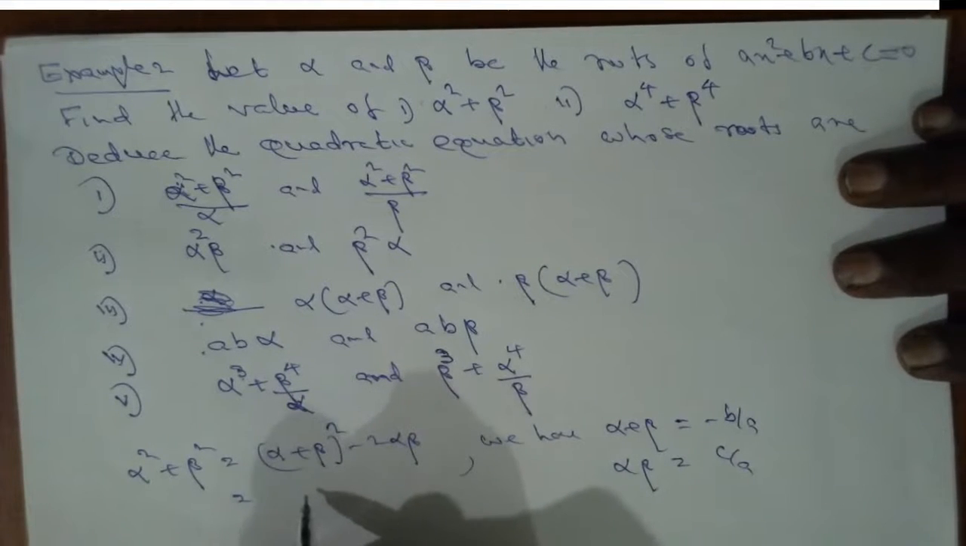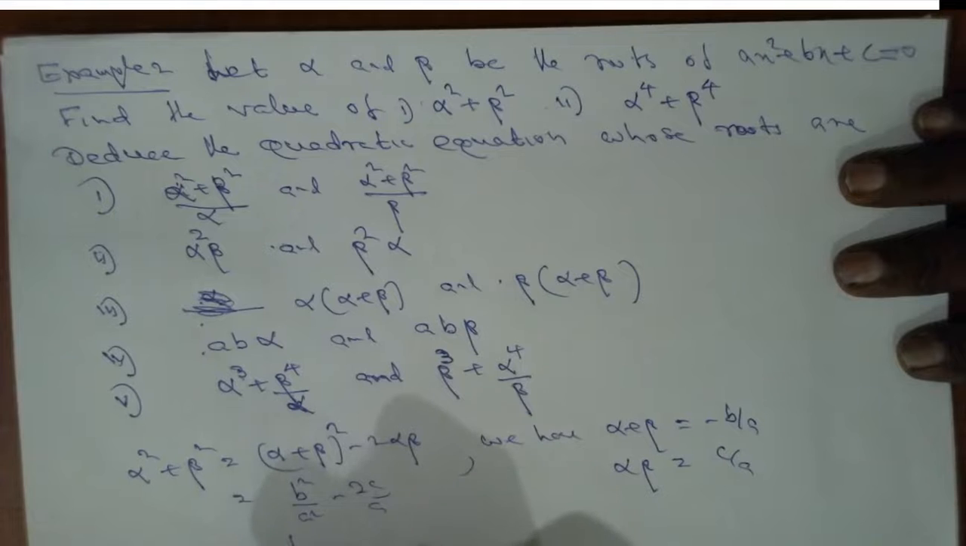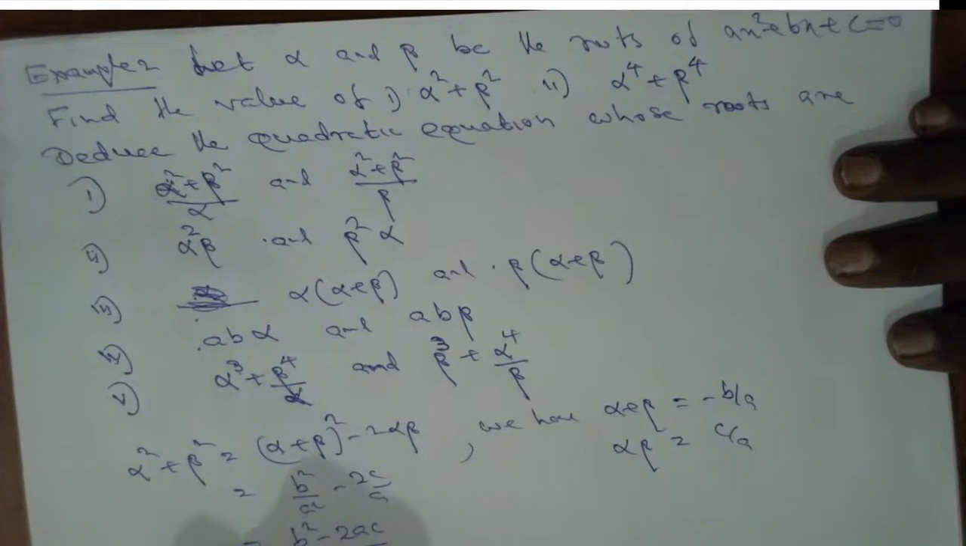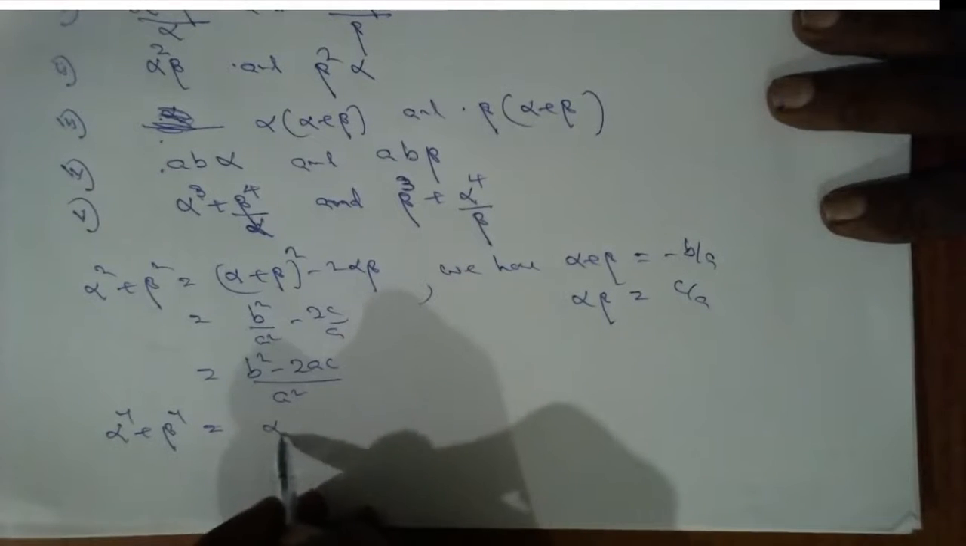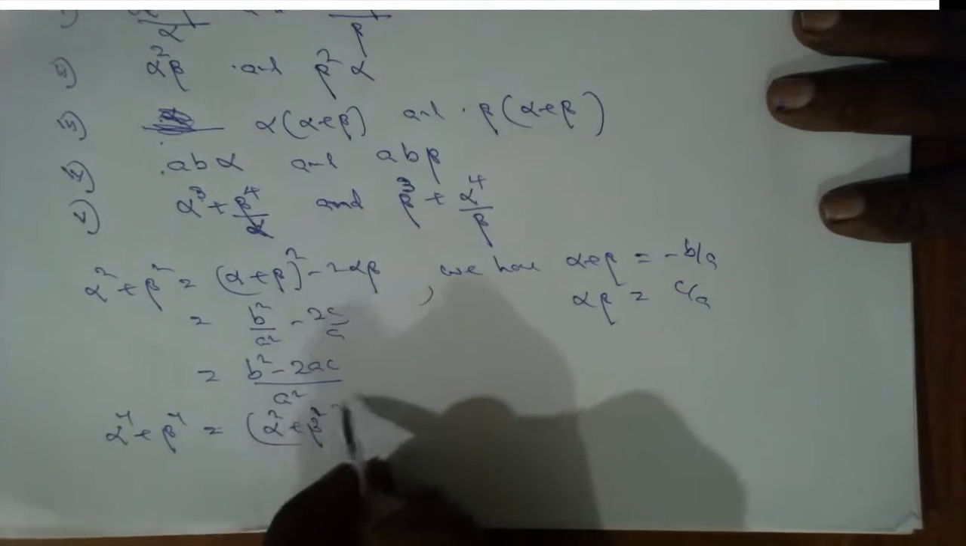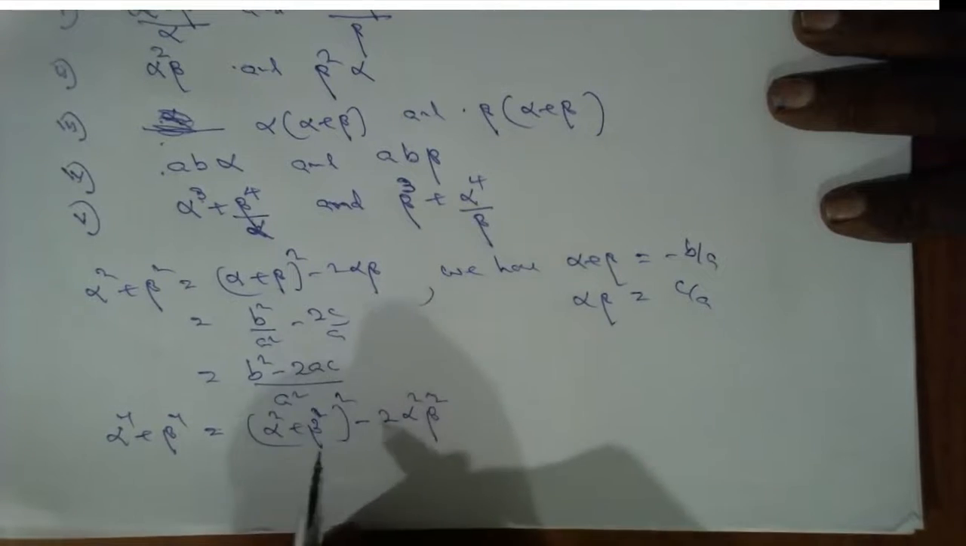Then b squared over a squared minus 2c over a. So this equals b squared minus 2ac over a squared. Then alpha to the power of 4 plus beta to the power of 4 equals alpha squared plus beta squared whole thing squared minus 2 alpha squared beta squared.